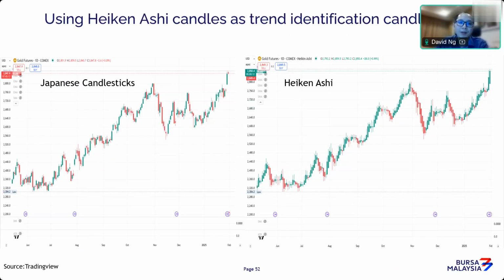So these two charts are mainly the gold charts, same time frame, same period. The only difference is the type of candles. If you compare, Heikin-Ashi does indicate the trend in a clearer manner. If you see green bars, it generally tells you that the market is bullish. If you see red bars, it generally tells you the market is bearish.